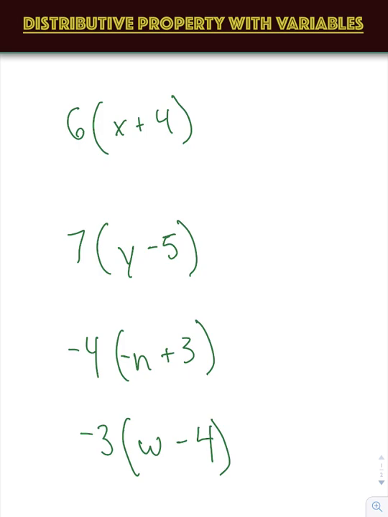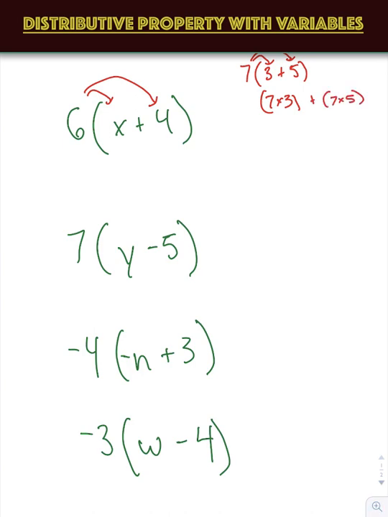So when we go to evaluate an expression like our first one, where we're going to distribute the 6 to the x and the 6 to the 4, we're going to think about these the same way we would if they were all just numbers. So if they were just numbers, we would say 7 times 3 plus 7 times 5.